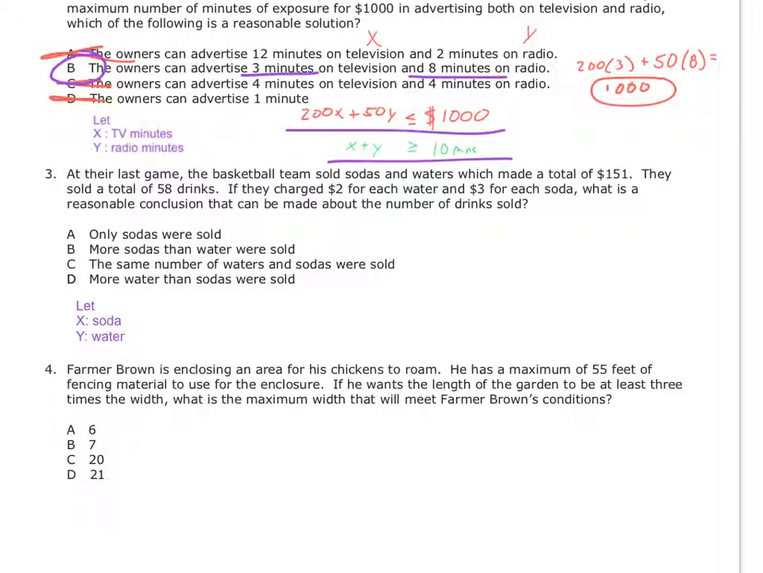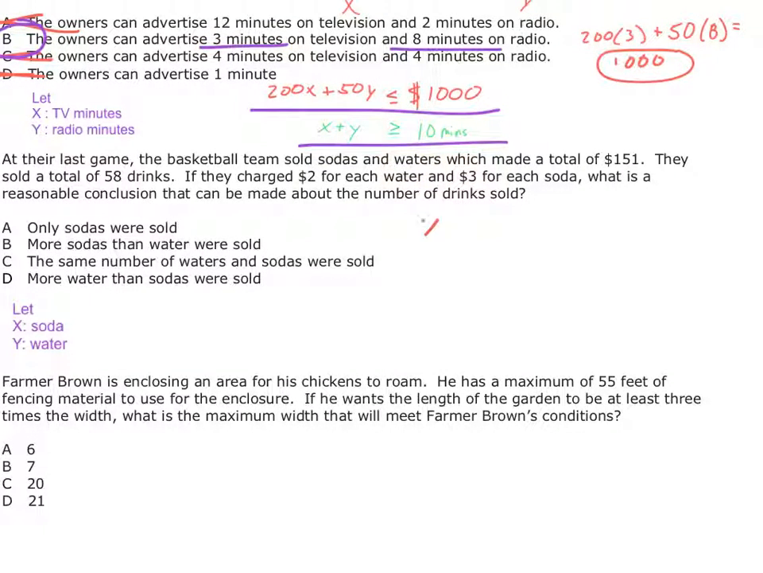And now it says we had a total of 58 drinks. Well, you know that you only had 2 types of drinks. You got sodas and waters. So if we make our first equation, X plus Y has to equal 58, because this is my sodas and my waters, and this is my total drinks. So we know X plus Y has to equal 58.